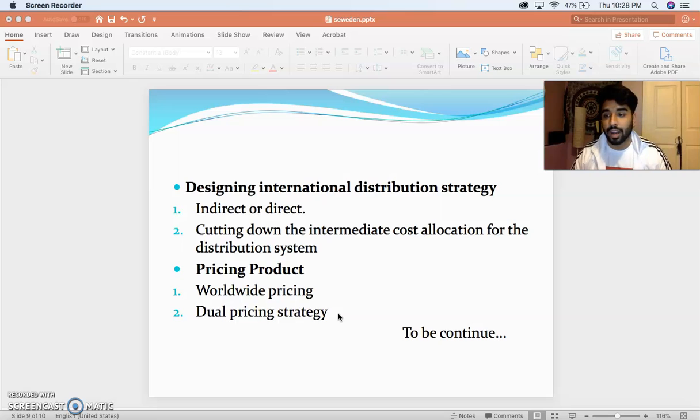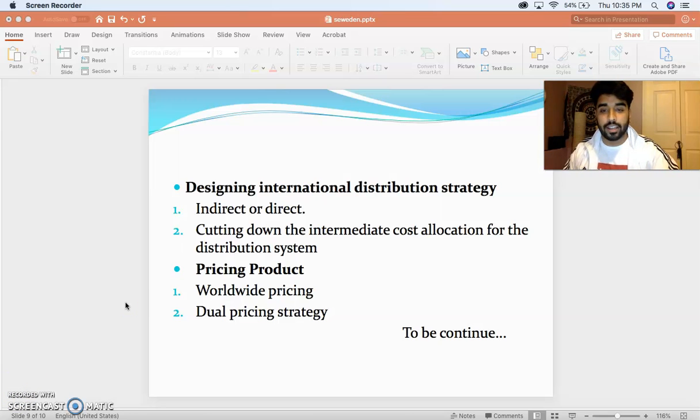So talking about worldwide pricing, when a company keeps a single sale price for its product in all the countries, they can keep some price at home and in the rest of the world. So comparing both of the pricing strategies, companies should use dual pricing policy because worldwide pricing is difficult to implement. The lack of sensitivity to local markets makes it difficult to set a uniform price. But dual pricing has the advantage of being sensitive.